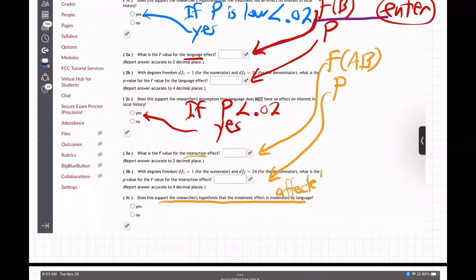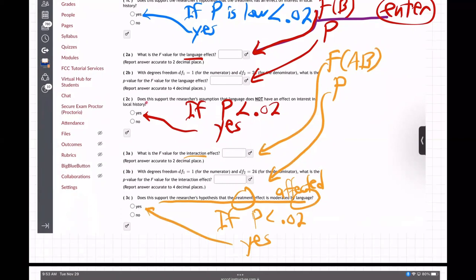Affect. That's just a fancy way. If you moderate something, you modify it, you change it, right? So is it affected by language, that treatment and language kind of affect each other? If the P is low, less than 0.02, then it says, oh, by the way, I think I answered the wrong thing on the second one, didn't I?